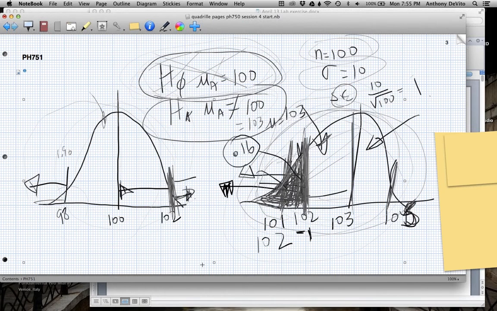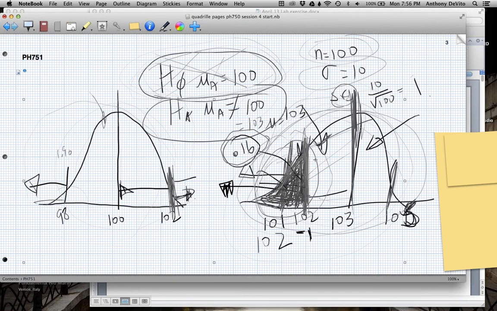There's a 16% chance that I will fail to reject the null hypothesis when indeed the mean of the population is different than what I said in my null hypothesis, right? You know what that's called? That's called your beta error. That's the percentage of the time that you will fail to reject the null hypothesis when you should have, because the real population mean is 103.